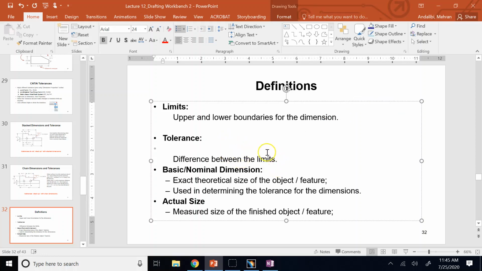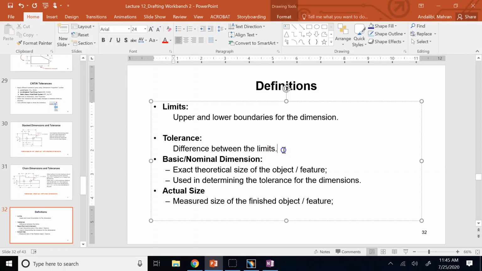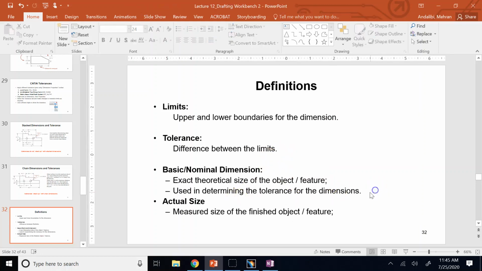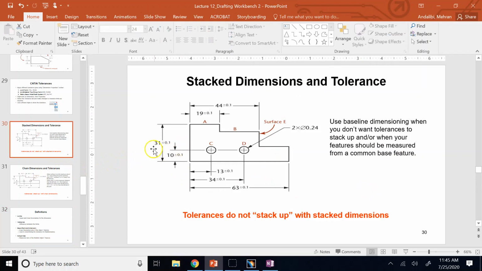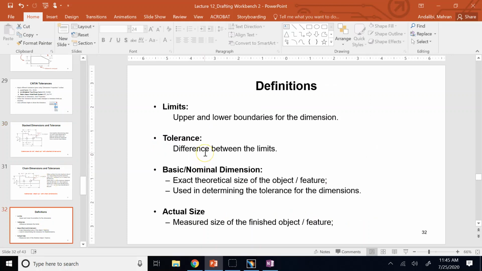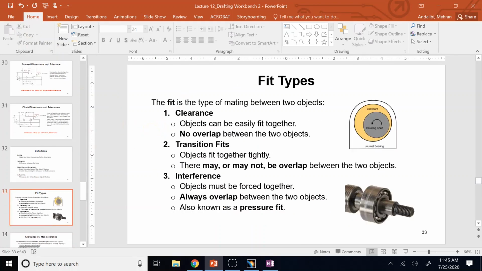So you tell him, hey Patrick, you make this dimension 31, but when you get it from the machine shop, or Jeff or Jared, and you measure it with some micrometer or caliper, you see it's not 31 exactly, it's 31.02. So that's the actual size, but that's your nominal 31. And then the difference between max and min that you allowed the manufacturer to have, we call it what? Tolerance, okay? So these are some important definitions.